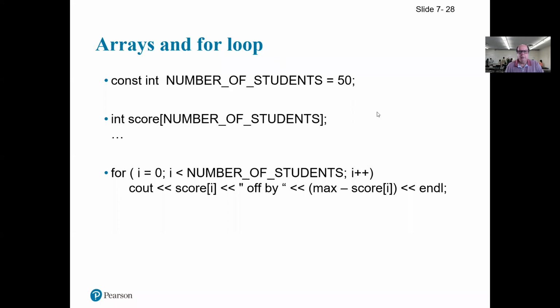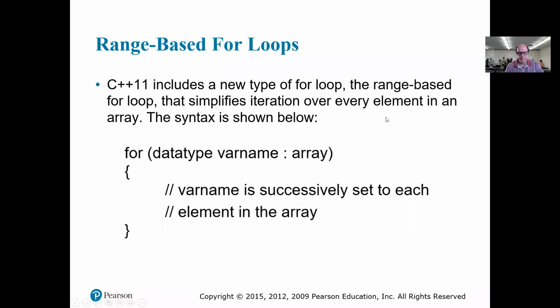Now, the new version of C++, which is C++11, that's 2011, that we are implementing now, is using something that we were using in Java for a while. It's called the range-based for loop. We put the data type in there, a variable name, a colon, and the name of the array. And this for loop is going to go through the whole array.